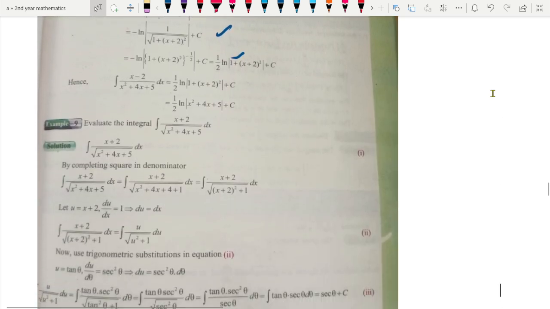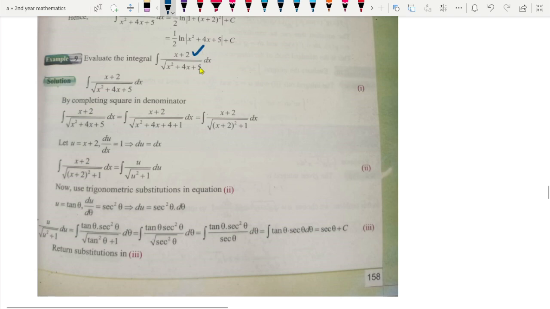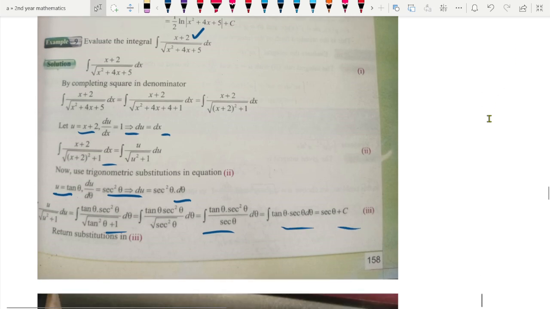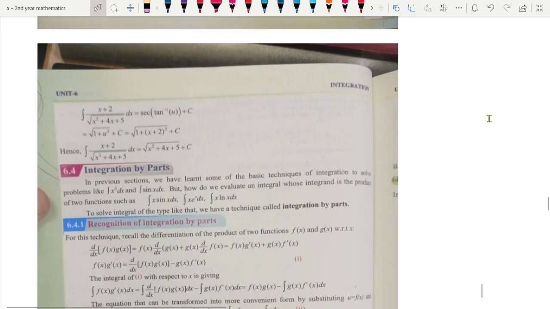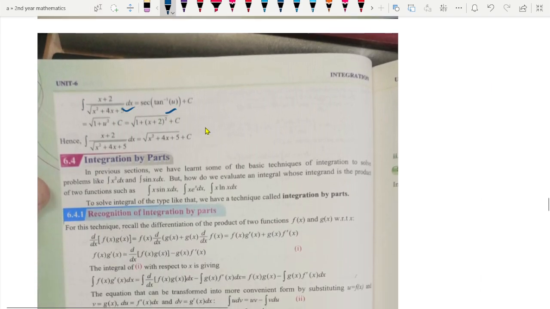When we have this type of situation, what should we do? Again, let this one and this one, and use trigonometric substitution. Okay, putting the values, we will get the integral of this one.